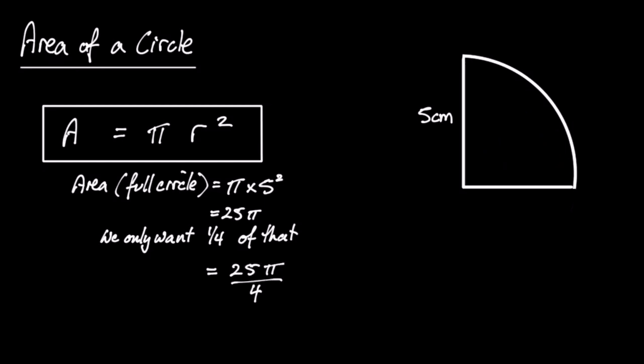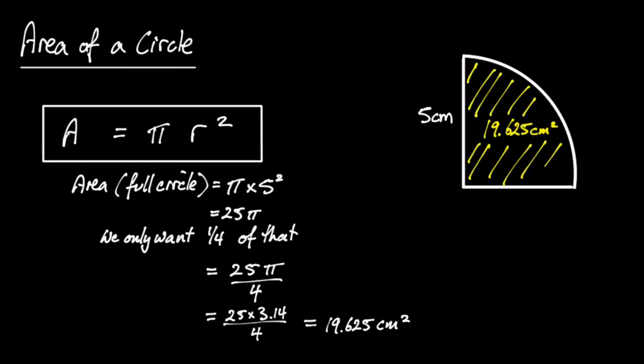So in other words, I get 25 pi, which was the whole circle, divided by 4 to give me the amount of 1/4. And that works out to be a value of 19.625 centimeters squared. That's the area of my quarter circle. Once again, get the whole circle first and then divide by the bit that you need. All right, that is how we calculate the area of a circle or part of a circle.